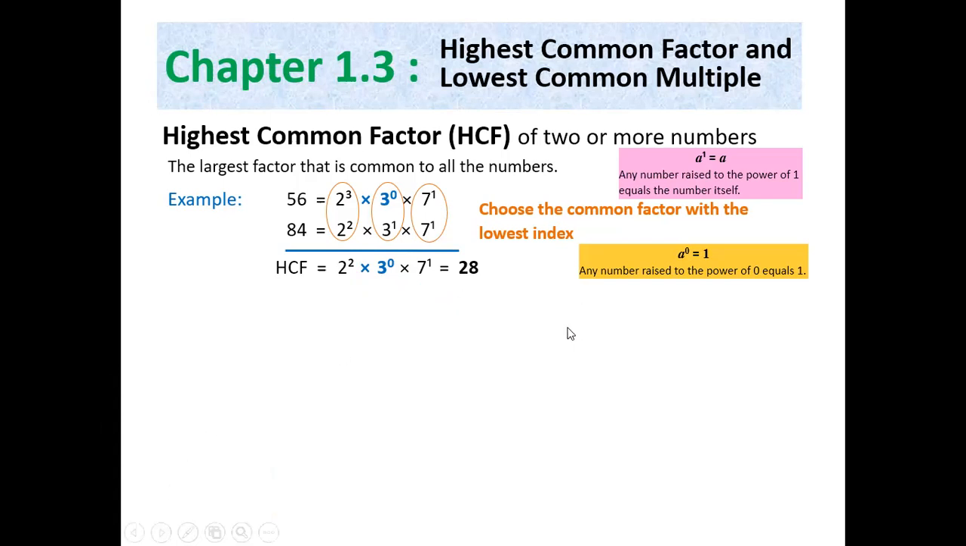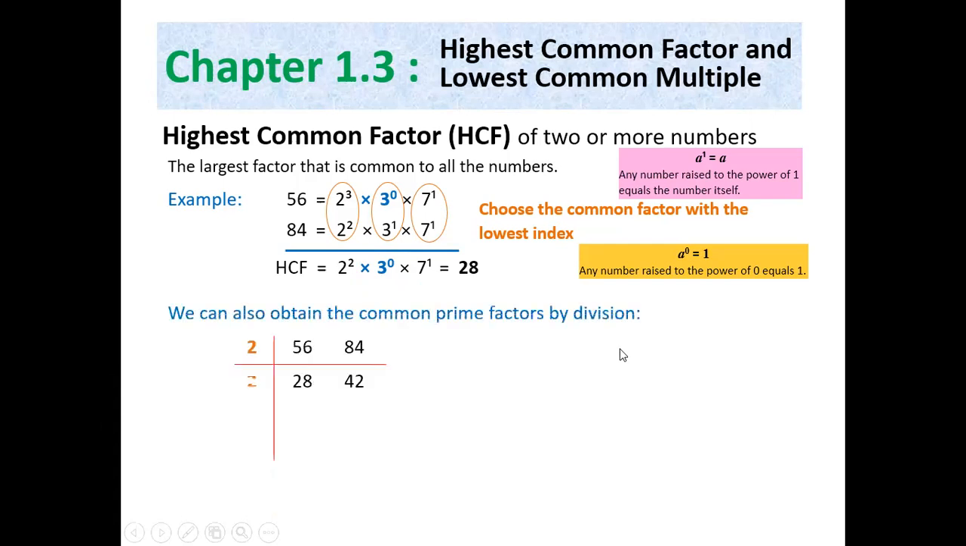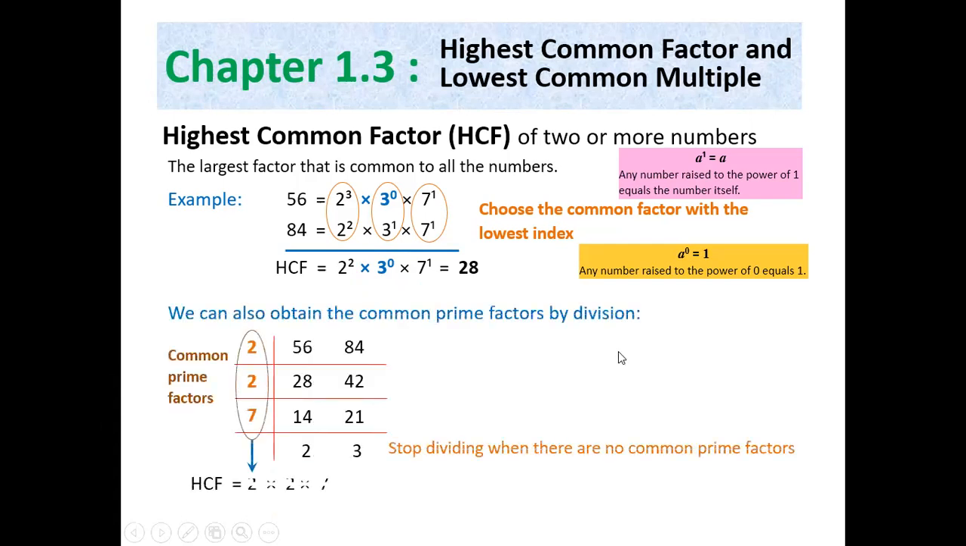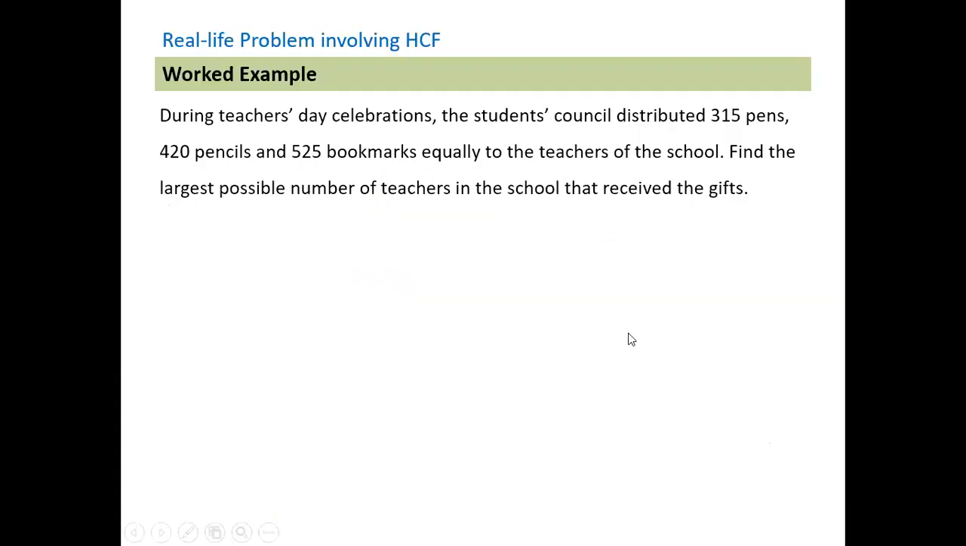So when you want to ask further about the use, this will be the use. Give me a while. On the next slide. There you go. So read it slowly. You have to follow the class logic. What I try to explain to you is the easiest way to find the highest common factor. During Teachers' Day celebrations, the Students' Council distributed 315 pens, 420 pencils, and 525 bookmarks equally to the teachers of the school. Find the largest possible number of teachers that received the gift.